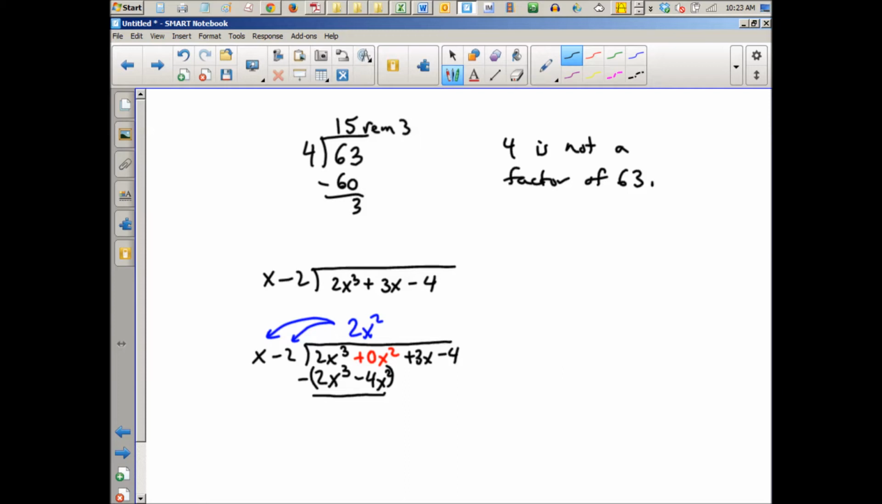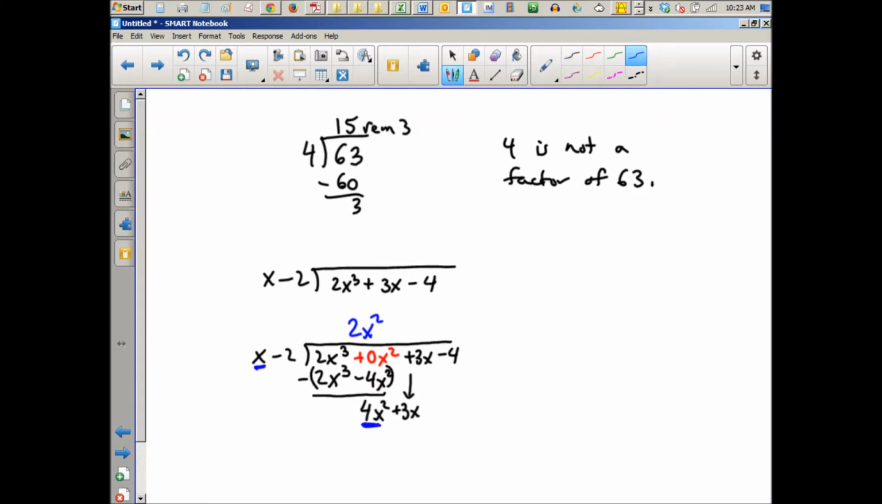Yeah, so we're effectively adding here. Some people like to actually cross this out and make it a plus and then change these signs inside here. I never really do that, but if that helps you, great. But we are basically just adding that 4x squared after all. In any case, this comes out to 4x squared. And then you drop down the plus 3x like that, and you start all over again. Back to the drawing board.